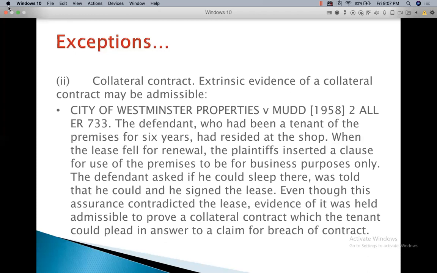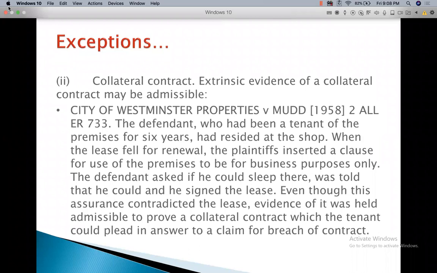And here is also the case that the property owner, by word of mouth, has assured the defendant, who for a long time had also been residing in the shop before the lease expired. He told the defendant that, yes, you can sleep there.